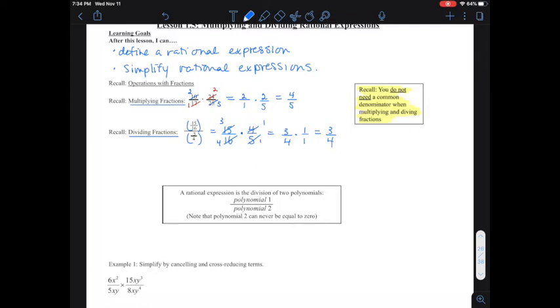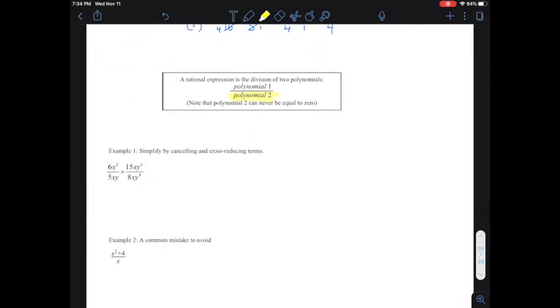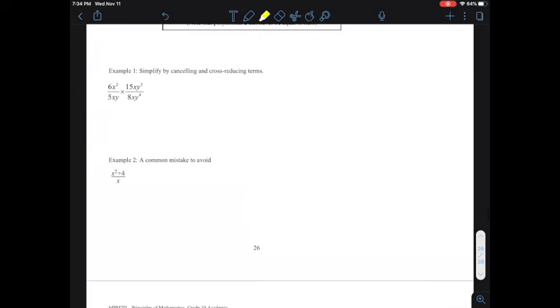What is a rational expression? It's actually really simple. It's just when you divide two polynomials. The thing that's special about a rational expression is that it has a denominator, and the denominator is never 0 and is a polynomial. Let's take a look at example 1, where we're multiplying two rational expressions.